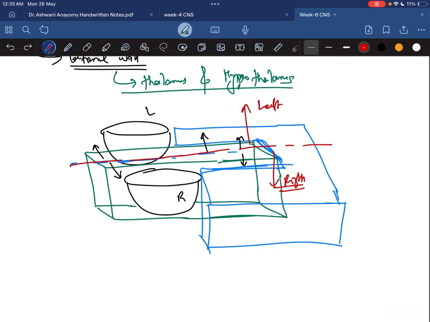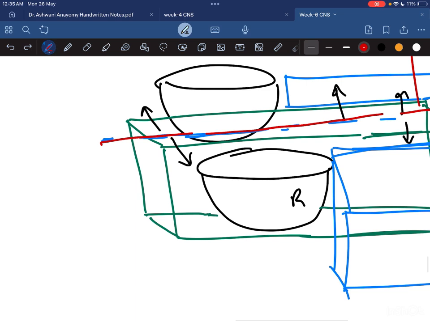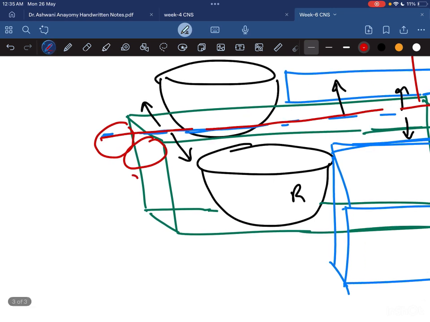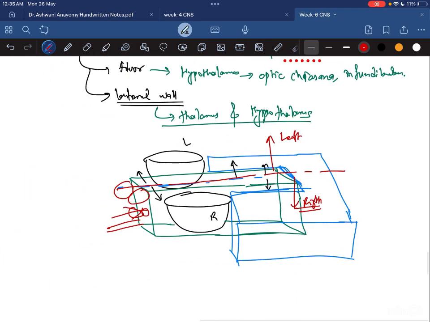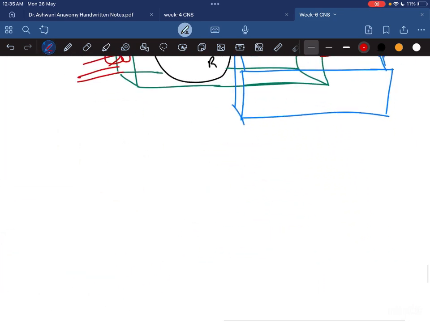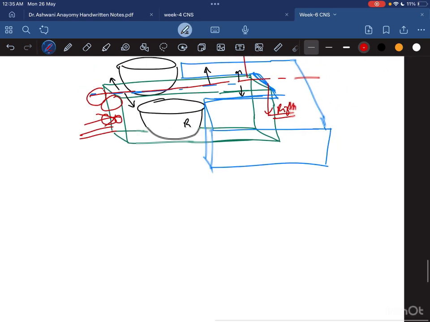Now moving on, the posterior wall. In the posterior there is a pineal body, the pineal gland, and then the commissures. In the anterior there is the lamina terminalis and the anterior intercommissure fibers. The third ventricle communicates with the lateral ventricle through the foramen of Monro.